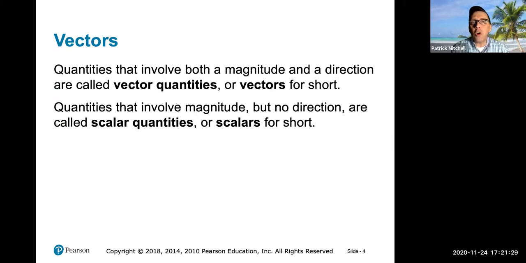A vector is a quantity that involves both a magnitude and a direction. This is called a vector quantity or just a vector. Quantities that involve magnitude but no direction are called scalar quantities or scalars. Just to give you a quick example, if I say that the wind is blowing 20 miles an hour, that would be a scalar because it doesn't have any direction attached to it. But when they say the wind is blowing 20 miles an hour from the southwest, you could represent that as a vector because it has magnitude, 20 miles per hour, and it also has direction.